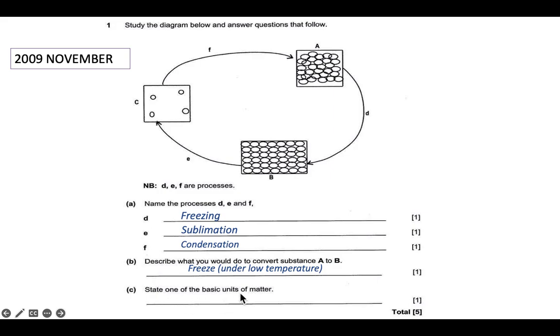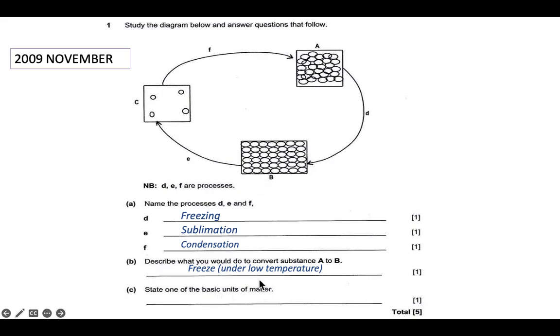State one basic unit of matter. Okay, one basic unit. The examiner went on to state basic units of matter. I'm not sure if the English was right, but we can say basic unit of matter.